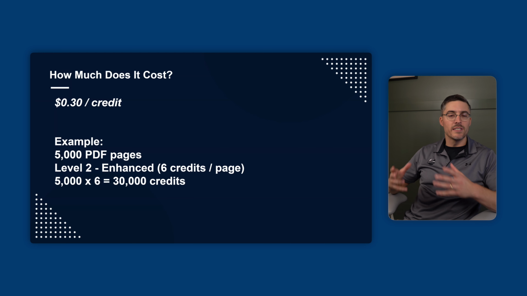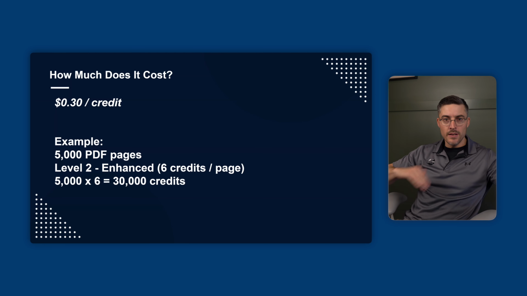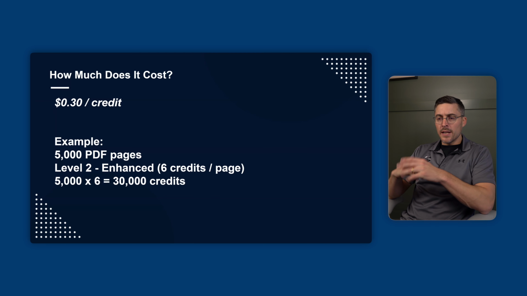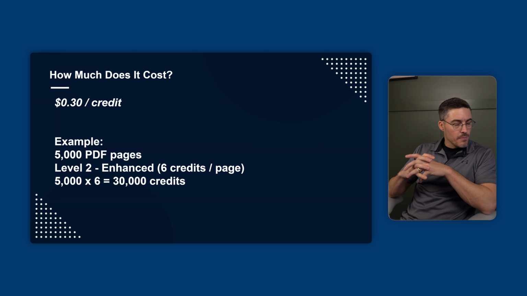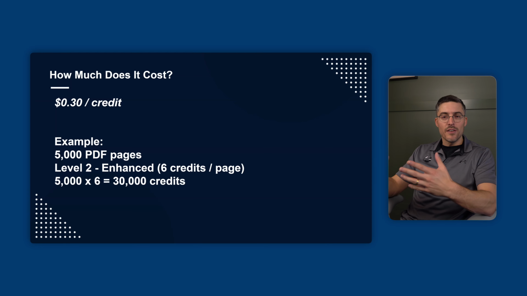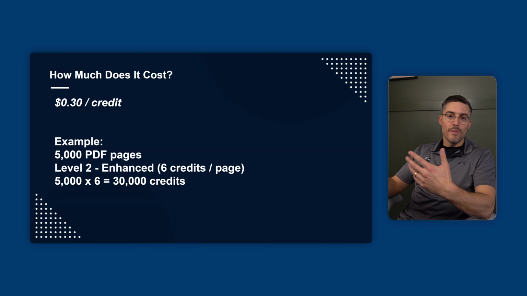So that's how it works. It's that credit system. You buy them up front, and as you use them up, if you need more, you let us know and we process more. That's really the gist of it. It's a very simple tool, very cost effective, so easy to use, do it yourself. It's simple, it's fast, and you can get your PDFs converted into an accessible format very quickly.